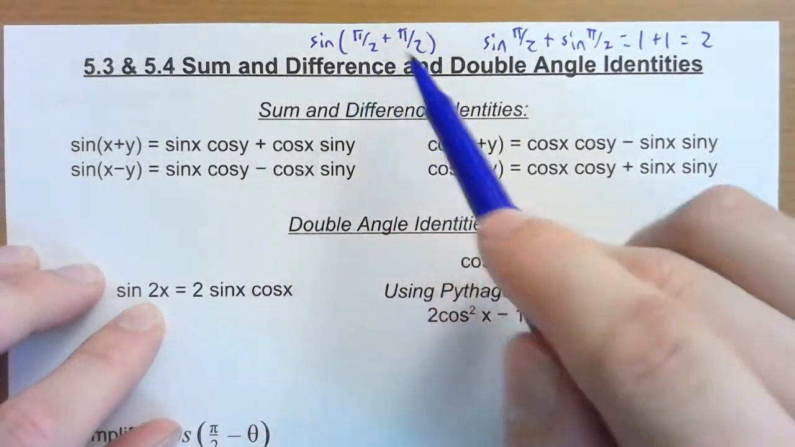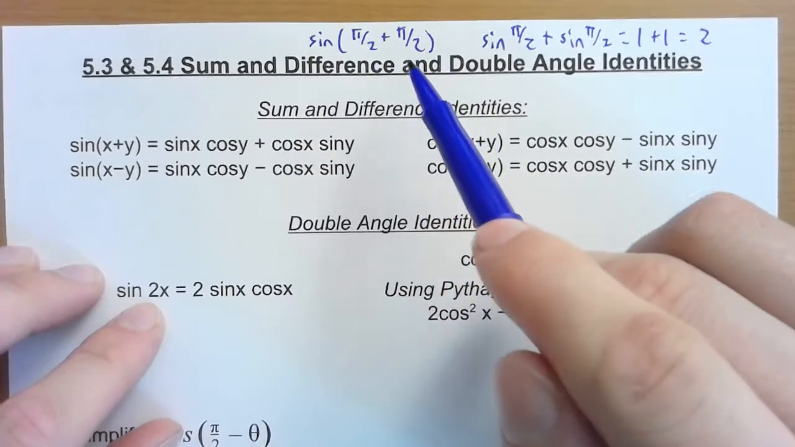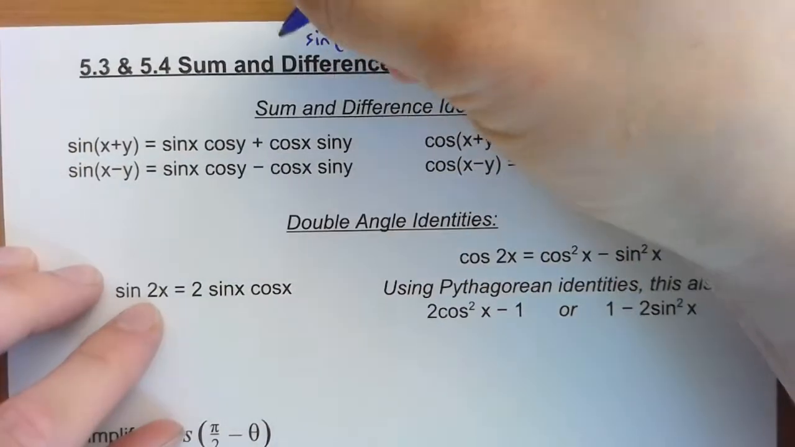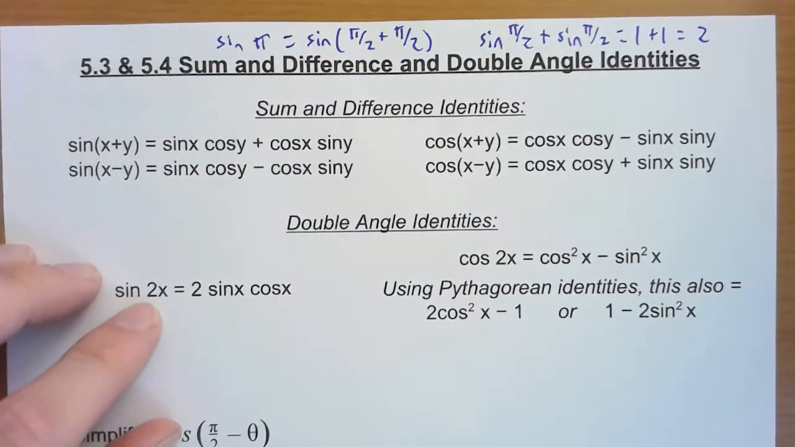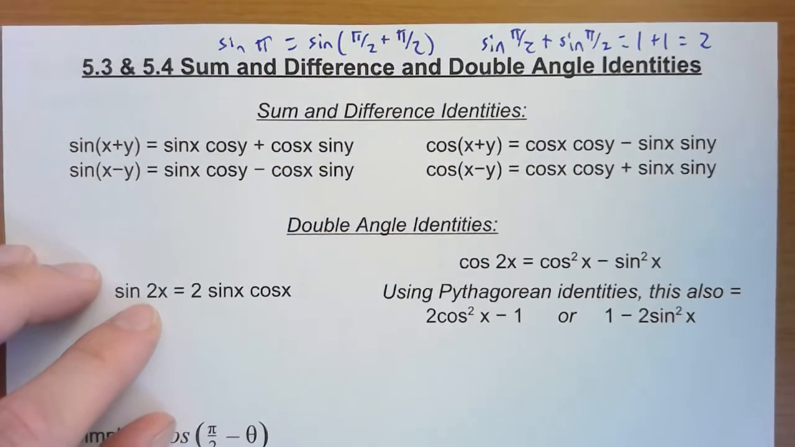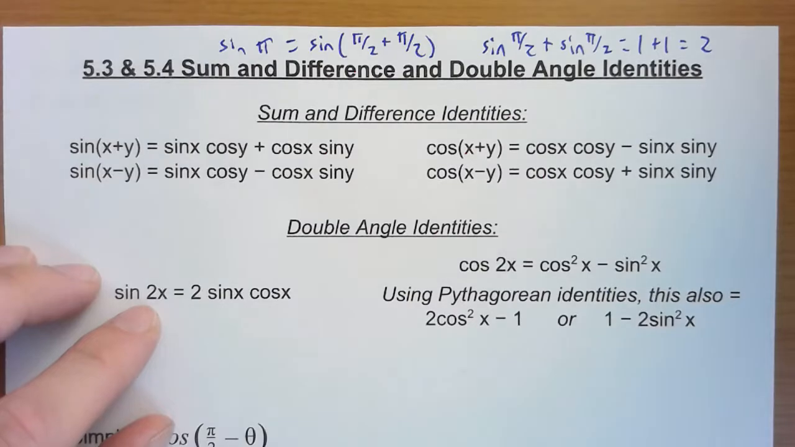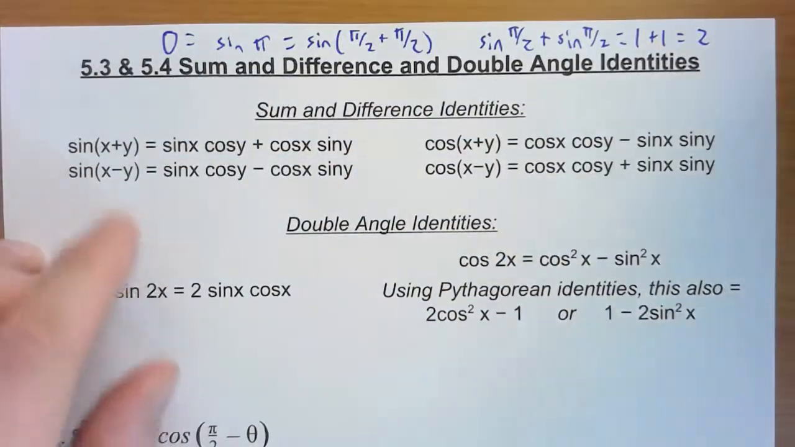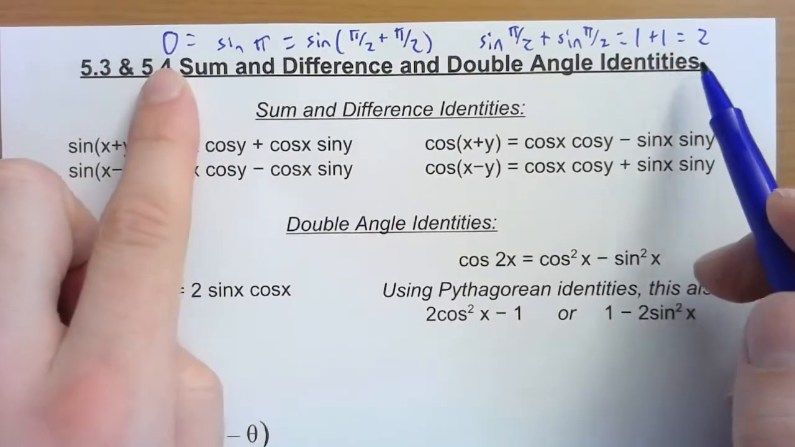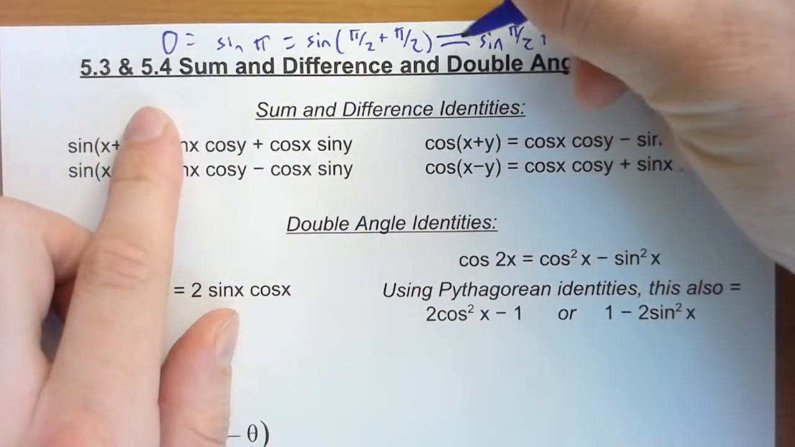Well, there's an easier way to figure this out here. Pi over 2 plus pi over 2, half of pi plus half of pi, that's the same thing as sine of pi, right? Well, sine of pi is over to the left. If you're over to the left, your y coordinate is 0. Sine of pi is 0. 0 is definitely not the same thing as 2, so this definitely does not work.